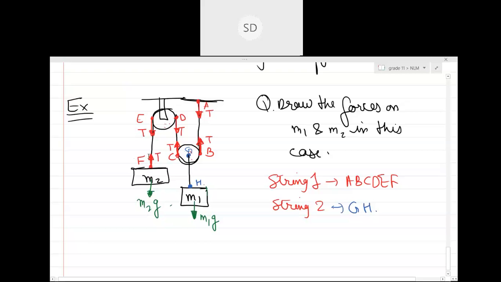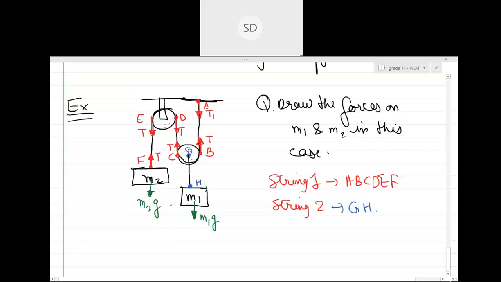For point F, E is the support, for E, F is the support, for D, C is the support, and for C, D is the support. Similarly, for B, A is the support. Yes or no? So can you see over here, I have named this tension as T, T, T, T, T, T.